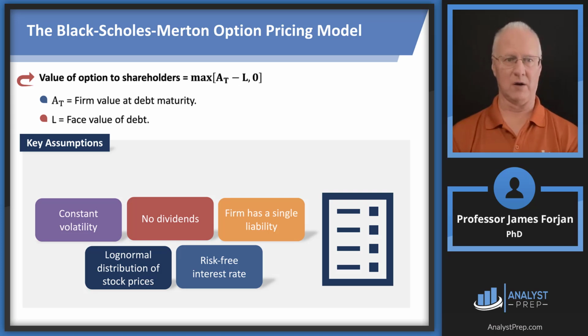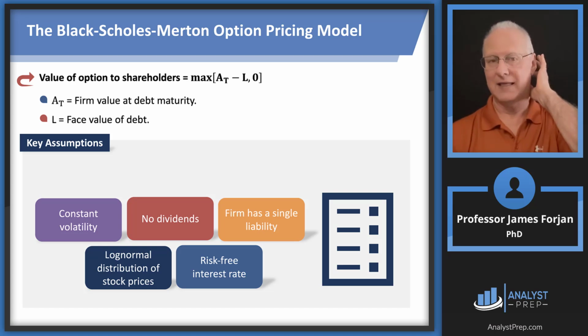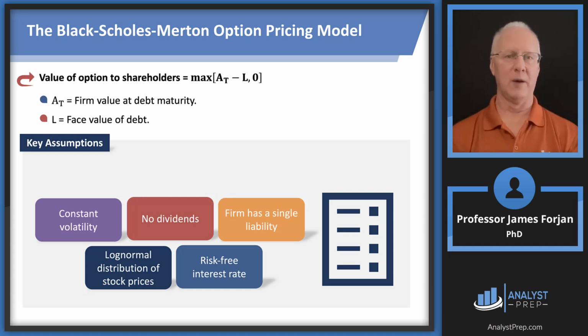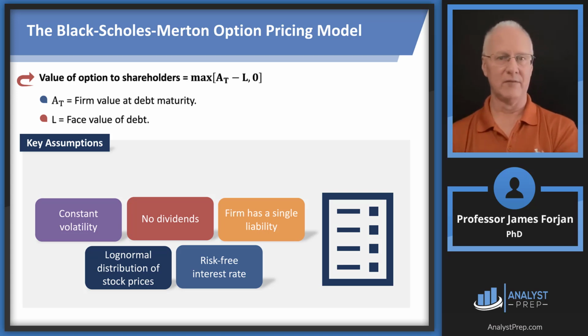All right, so here's the structural model. The value of the equity, the value of the option to the shareholders, is really just the difference between the market value of the assets. Notice we have an A sub T, firm value at the debt maturity. That's the market value of the assets, the aggregation of all of the net present values of all the product lines of a business. We'll just subtract out the face value of the debt. And so the value of the option to the shareholders is going to be the maximum of that number if it is positive, or if it's negative, then it's going to be zero.